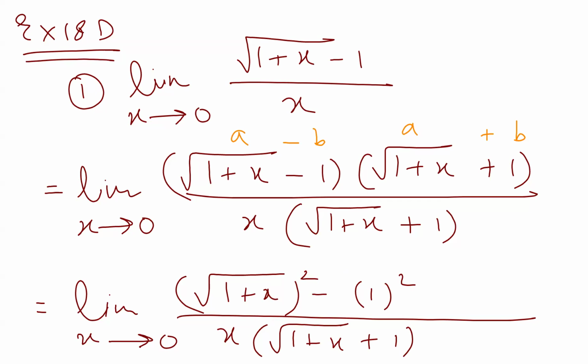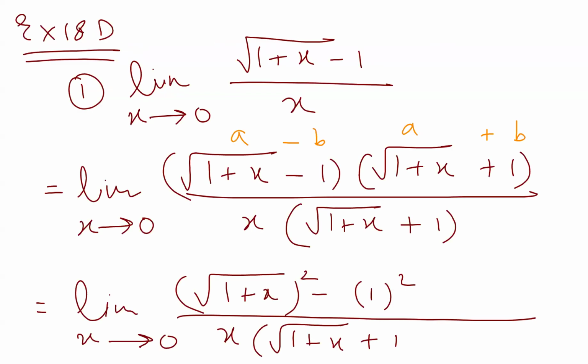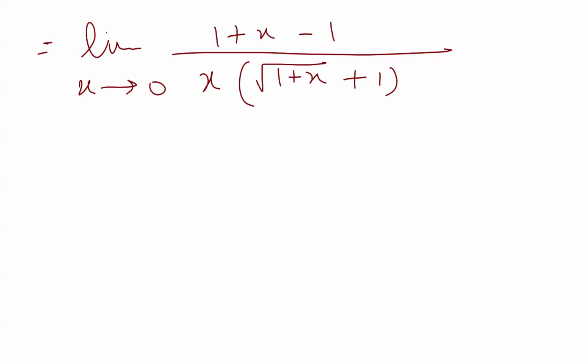So what we have to do over here is, in the next step, limit x approaching 0, 1 plus x minus 1 upon x into root of 1 plus x plus 1, right? So what I have done is I have squared this. The root and square goes, 1 square is 1. Fine. So that I have simplified.